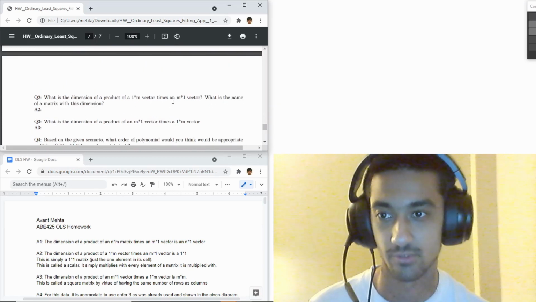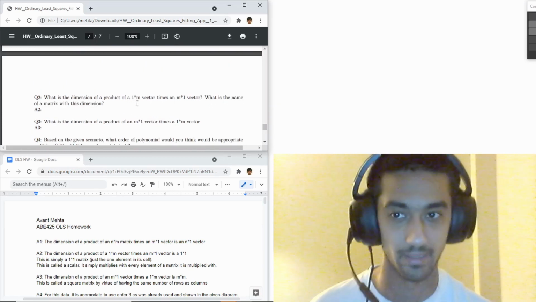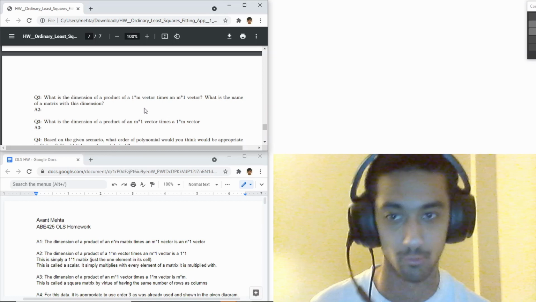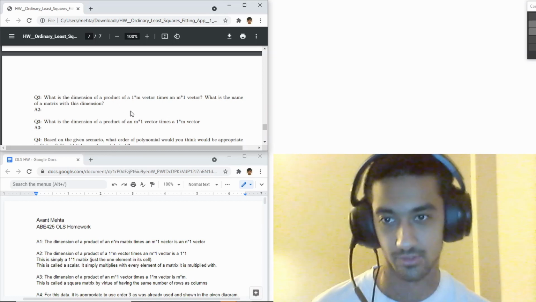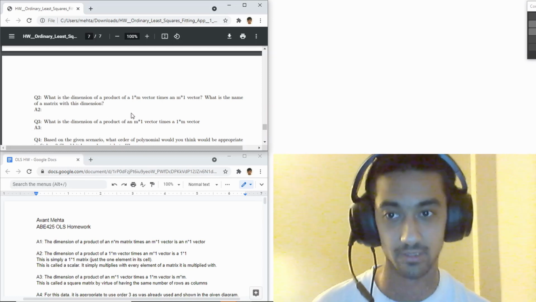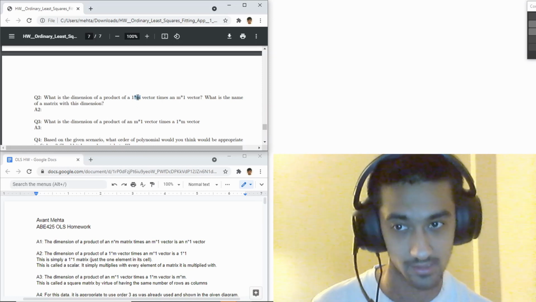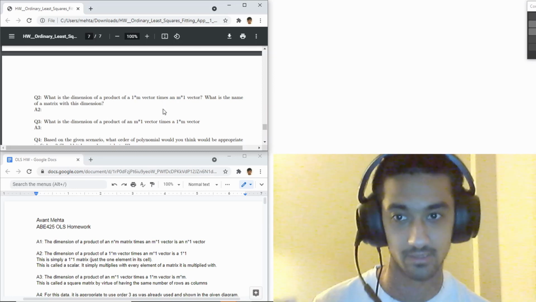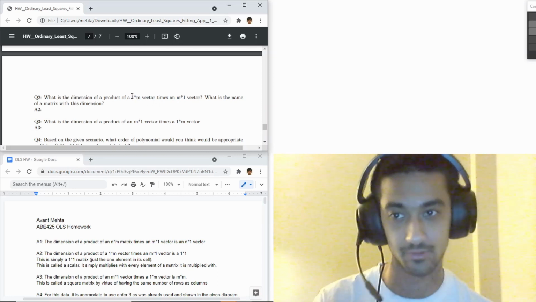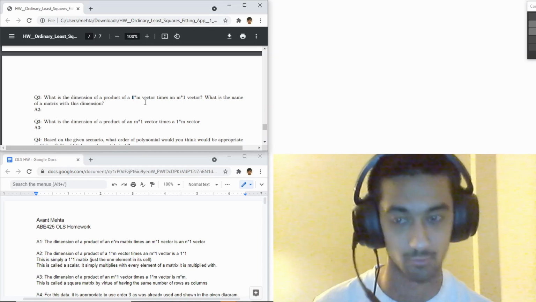Our second question is, what is the dimension of a product of a 1 by m vector times an m by 1 vector, and what is the name of a matrix with this dimension? Just like before, first we check compatibility. The number of columns here is m, and the number of rows on this one is also m, so they match. The dimensions will be the outside values, that is the rows here and the columns there, so it's 1 by 1.